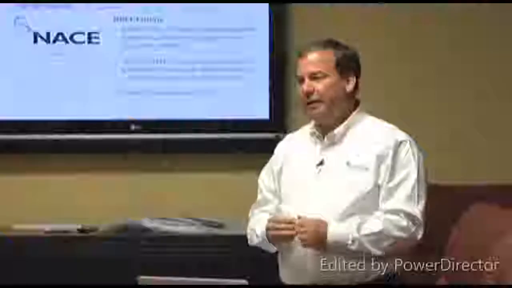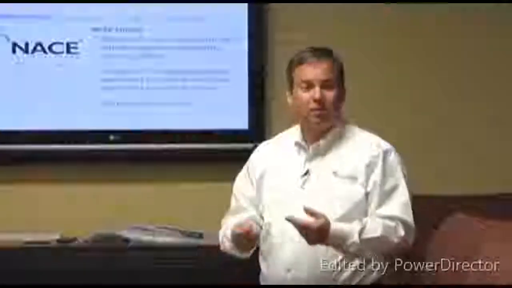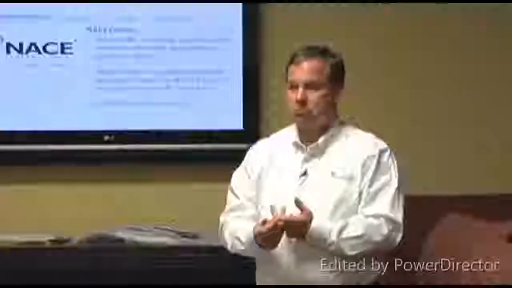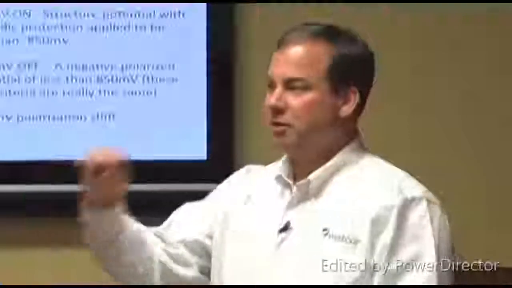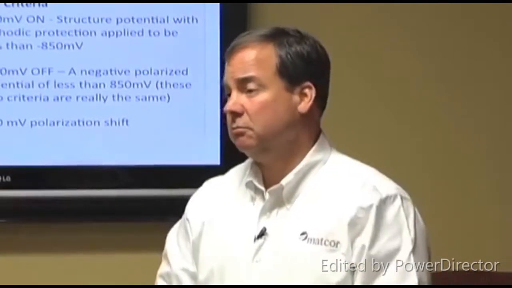But NACE has defined 3 criteria, and actually the first 2 are basically the same. There's something called 850 on, 850 off. Remember I said that the natural potential of steel when it's buried generally is around minus 550 millivolts? If you can shift it to negative 850, remember I said as you throw current onto it, it becomes more negative? If you can shift it to negative 850, it's protected.